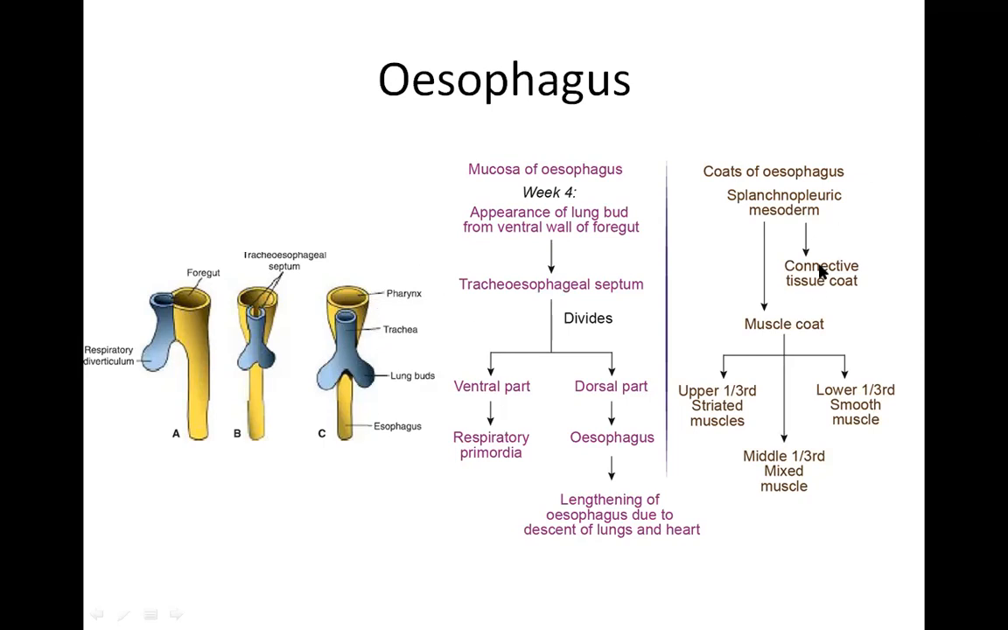Now the coats of the esophagus are the same, I have told you. The endodermal layer will give rise to the mucosa, the epithelial lining, whereas the splanchnopleuric mesoderm will give rise to the connective tissue coat, that is the stroma, and the muscular layer. The upper one-third is striated muscle, the middle one-third is mixed muscle, and the lower one-third is smooth muscle.